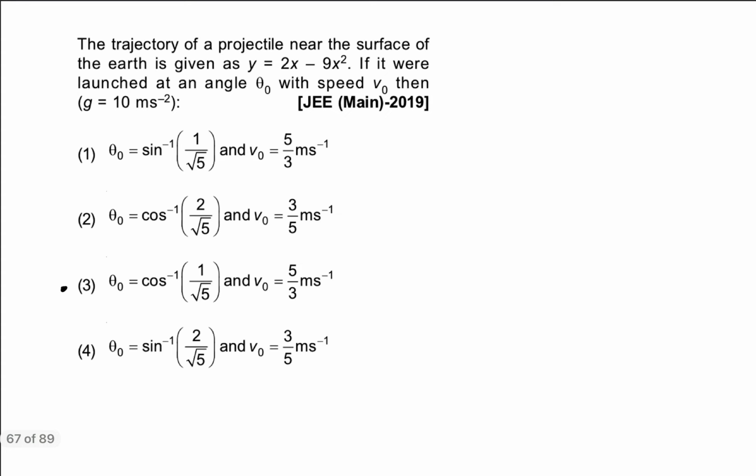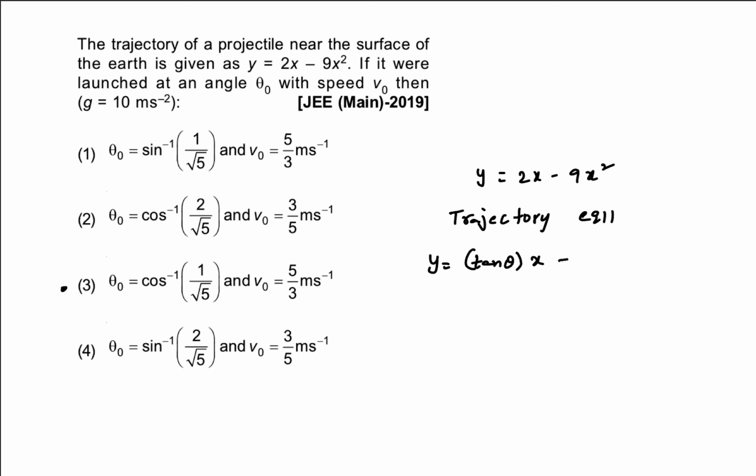The trajectory of the projectile near the surface of the earth is given by y = 2x - 9x². You observe with the trajectory equation. Our trajectory equation for ground to ground is y = tan theta into x minus g divided by 2u² cos² theta whole thing into x².